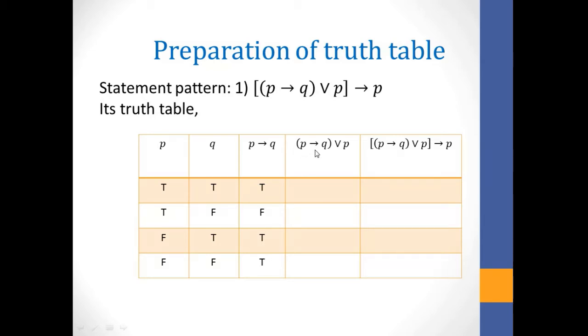Now column number 4 is (P implies Q) or P, means this column or P. T or T is T. Then F or T is T. Then T or F is T. And the last one, again T or F, is also T. So column number 4 is completed.